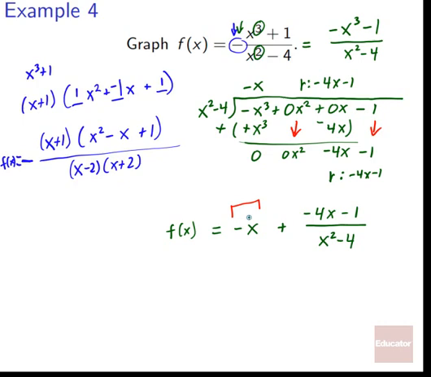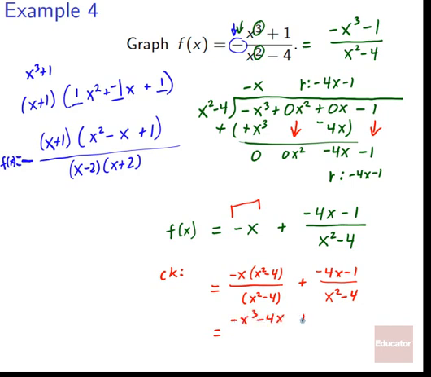Now, we might want to check this. It's easy to make a mistake with polynomial division. So let's check it. Let's make sure that this f is the same as the f that we started with. So we can put this over common denominator, negative x times x squared minus 4 over x squared minus 4 plus negative 4x minus 1 over x squared minus 4. We distribute up here. We've got negative x cubed minus 4x. Let's combine our two since they are over a common denominator.